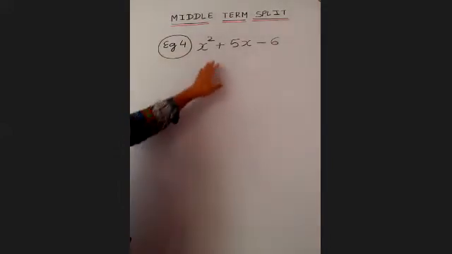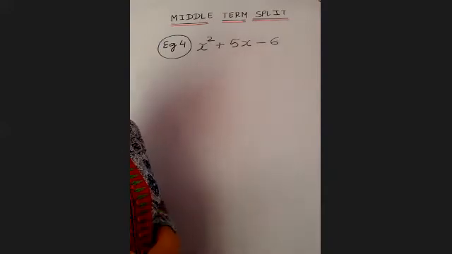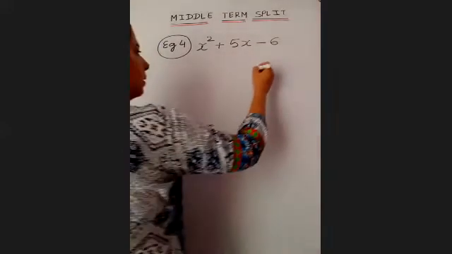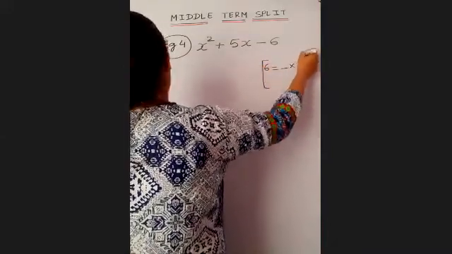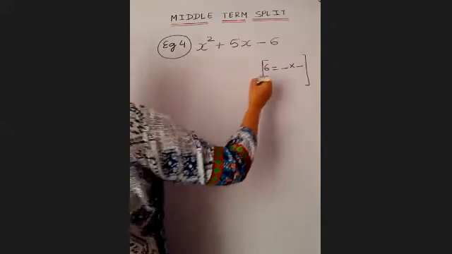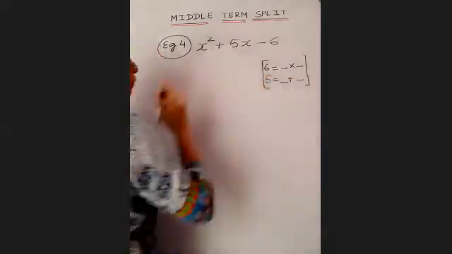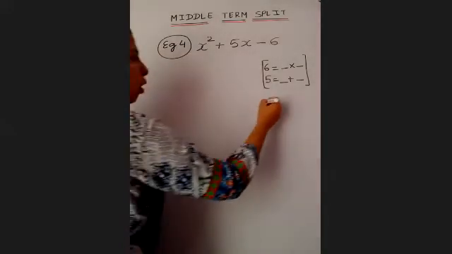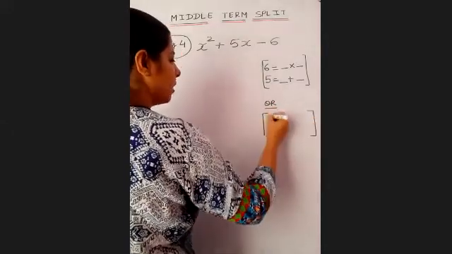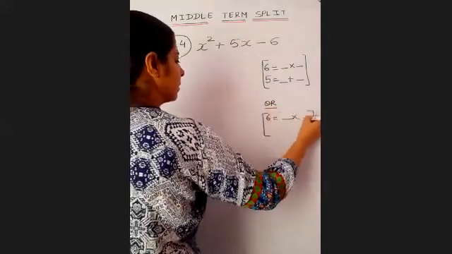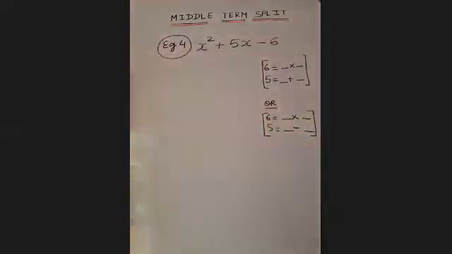Now here we have x squared plus 5x minus 6. Please pay attention, children. Here you would be needing to factorize 6 into two numbers on adding which you should get 5. Or there is going to be another method also. There are two possibilities in this case, subtracting which you will get 5.